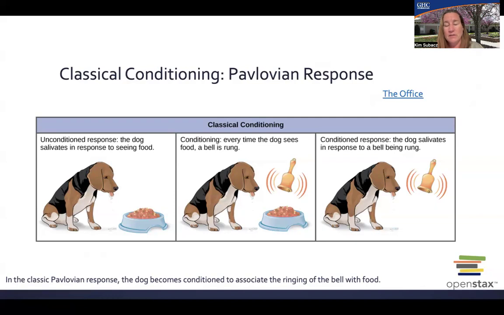So Pavlov did this classical conditioning. Ring the bell as the dog's eating. So bell means food. And eventually you ring the bell, dog starts salivating, even if there's no food. So that's Pavlov's dog. And I've got the Office example. I don't know if y'all are Office fans, but it's cute and it's a great example of classical conditioning.